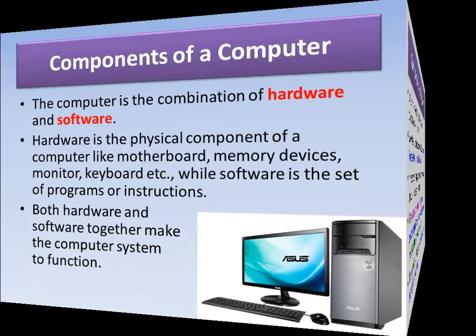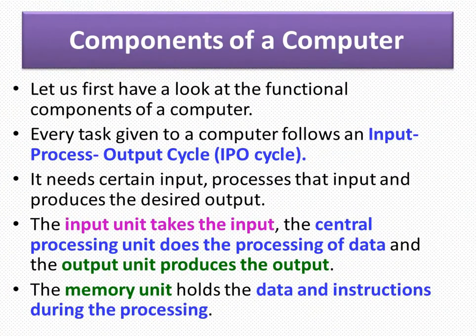Now let us see the functional components of a computer. What are the functional components of the computer? Every task or a job given to a computer follows an input process output cycle, also called the IPO cycle. That means it needs a certain input, and that input is processed and we get the desired output.